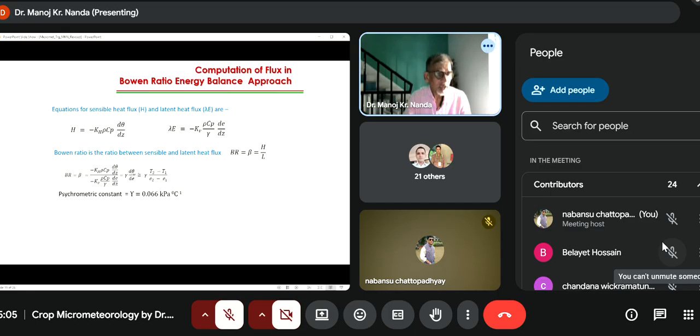I told you that theta means potential temperature. I can write theta 2 minus theta 1. Instead, I can write T2 minus T1. It doesn't make much difference. Within 2 meters, the pressure doesn't vary too much. So, now from here, I can compute the total Bowen ratio.